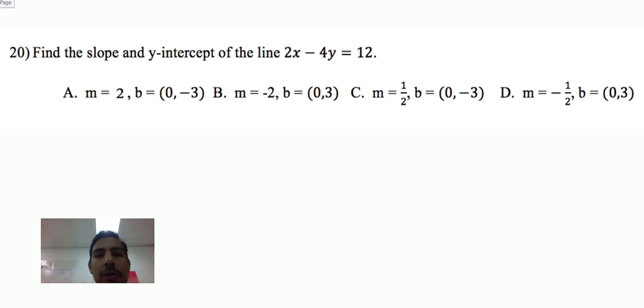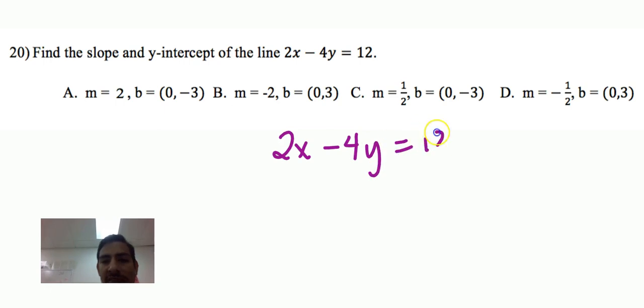Number 20, find the slope and y-intercept of the line 2x minus 4y equals 12. I think the easiest way to do this is to put it in slope-intercept form. So I'm going to rewrite the problem here. I don't really want y on this side. I could move the 2x and divide by -4, but I don't like dividing by -4 because I mess up my signs that way.